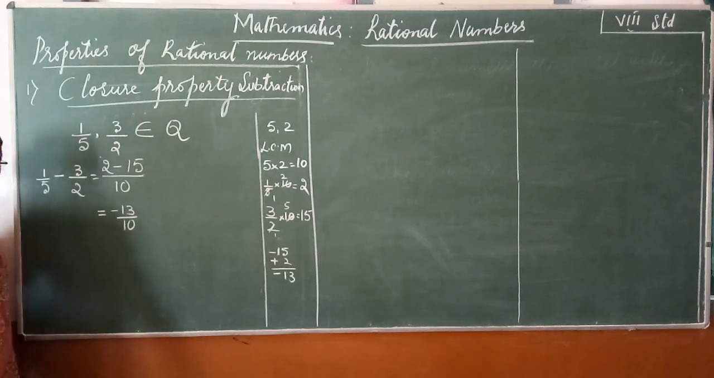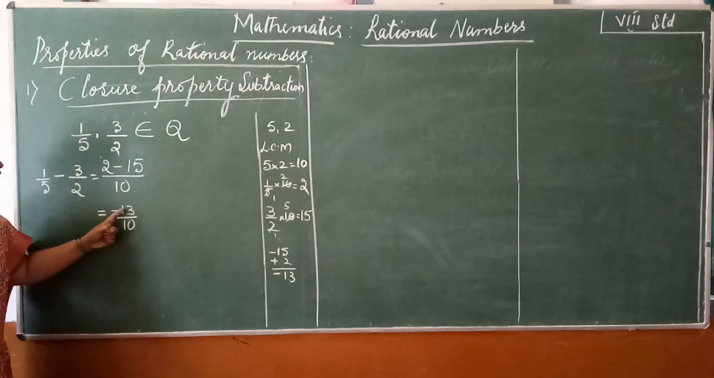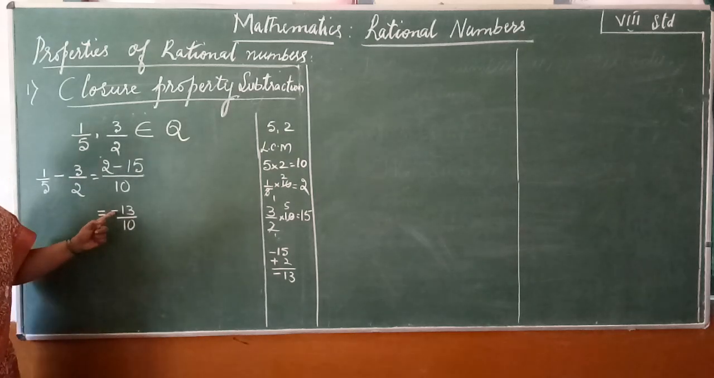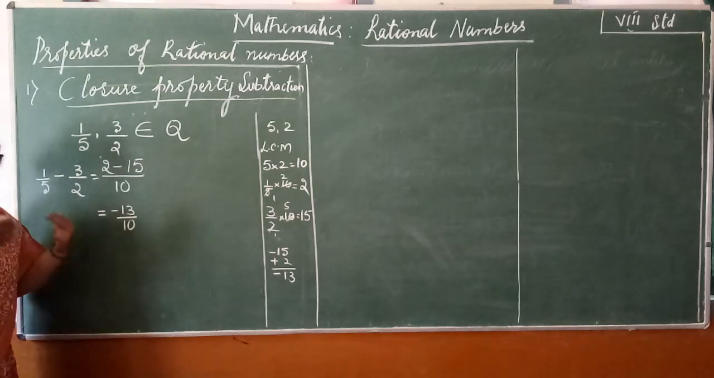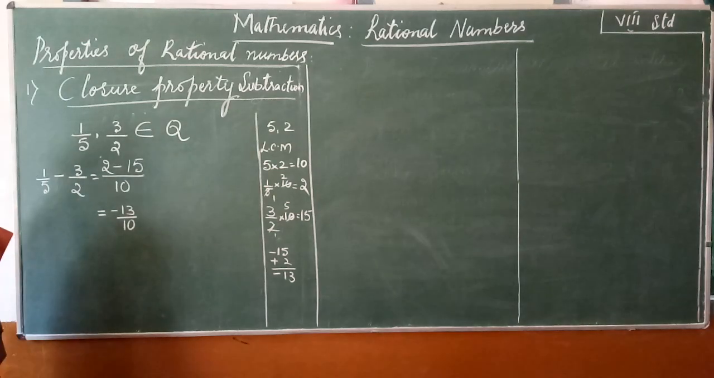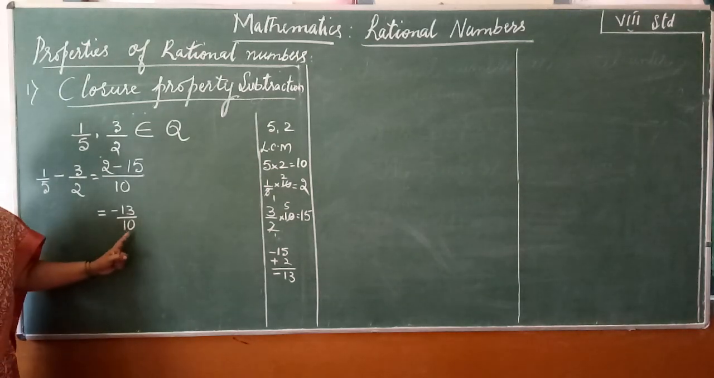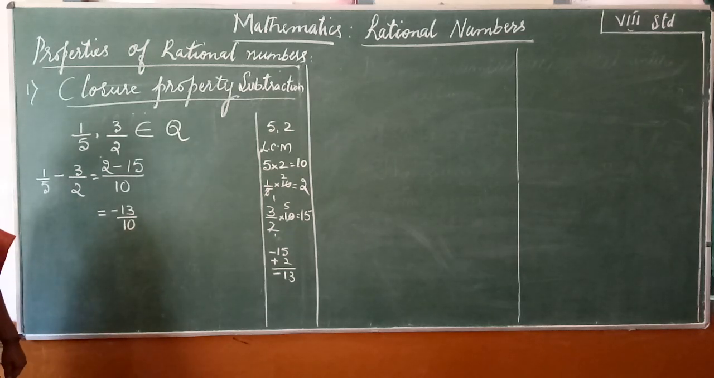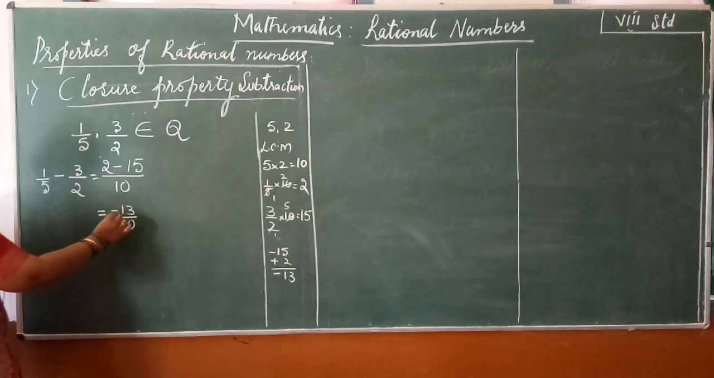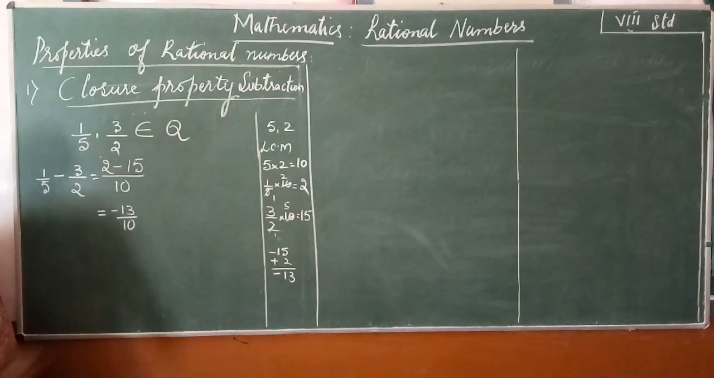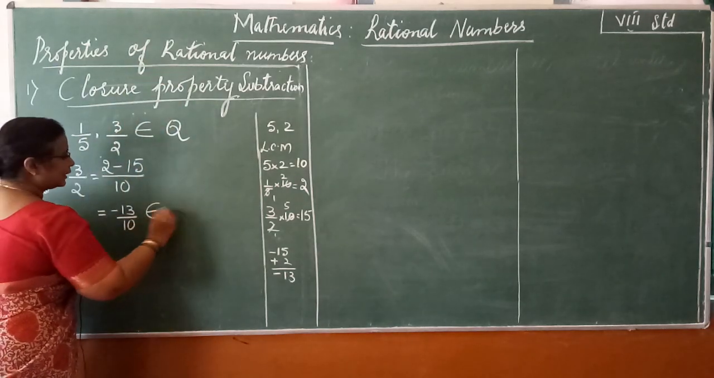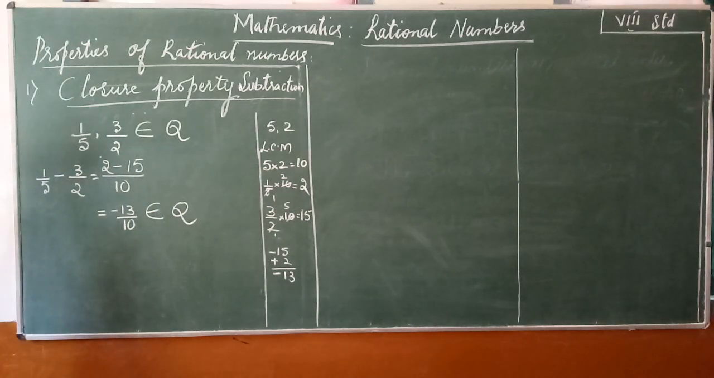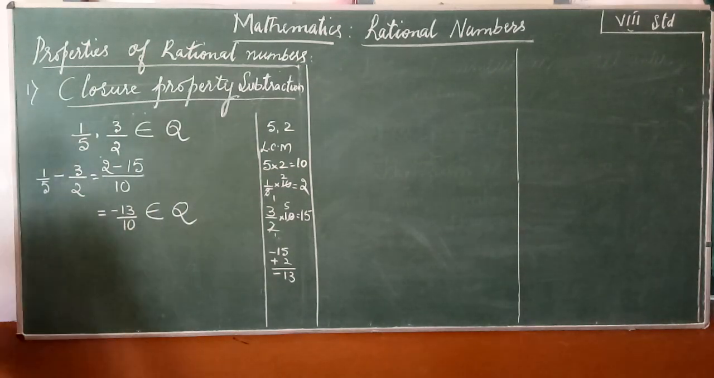Is this in p by q? Yes, of course it is in the form of p by q. What about this negative? I said p and q are integers. It may be a positive number or it may be a negative number. But you should not get 0 in the denominator because the value is undefined. So what is this minus 13 by 10? It belongs to set of rational numbers. It is a rational number. Minus 13 by 10 is a rational number.